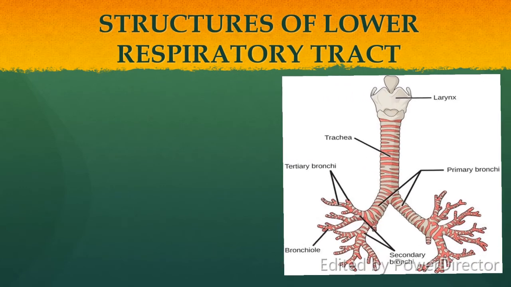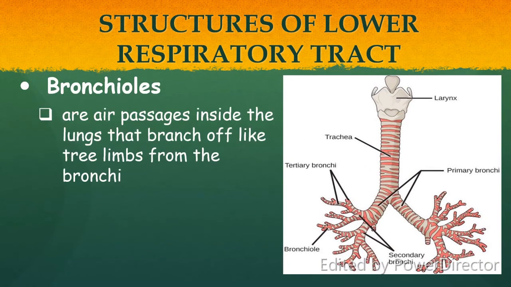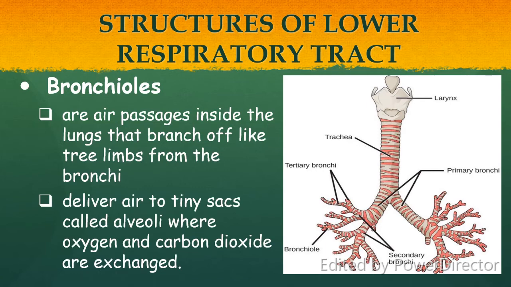Next to the bronchi are the bronchioles. Bronchioles are air passages inside the lungs that branch off like tree limbs from the bronchi. They deliver air to tiny sacs called alveoli, where oxygen and carbon dioxide are exchanged. So in the picture, we have here the bronchi, the right bronchus, and the left bronchus. And this tiny network branching off each bronchus is the bronchioles.